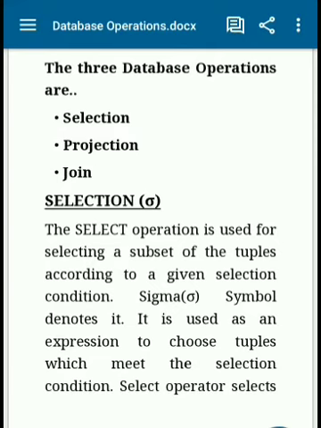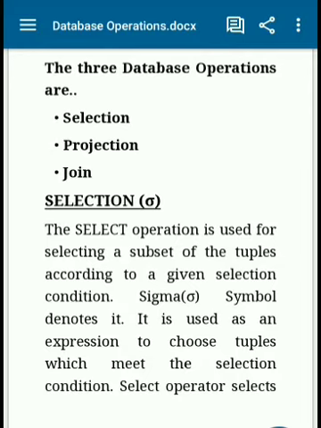Welcome students. In relational algebra, there are two types of operation. One is set operation and another is database operation. In our previous video, we have learned the set operation, that is union, intersection, difference and cross product, or Cartesian product. Here we are going to learn about database operation of relational algebra.